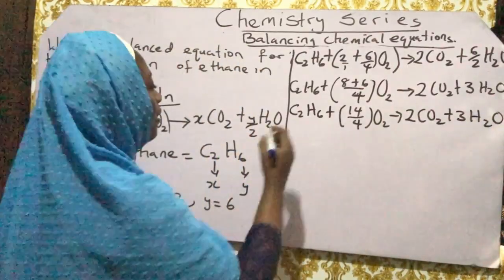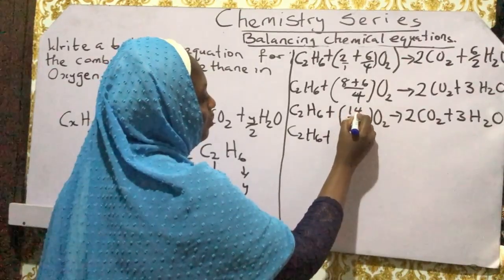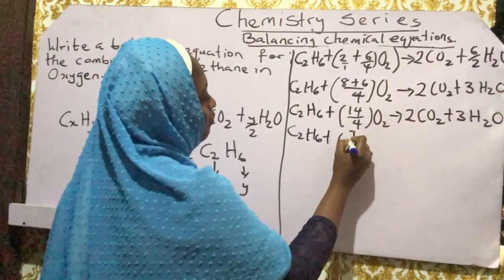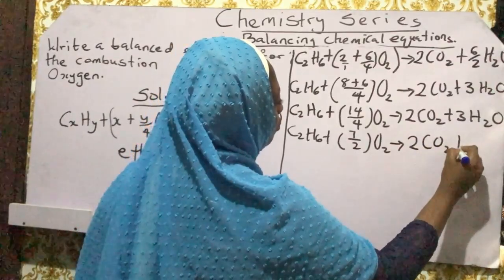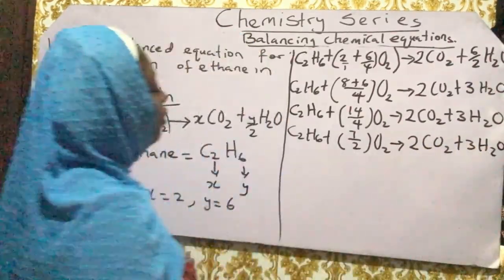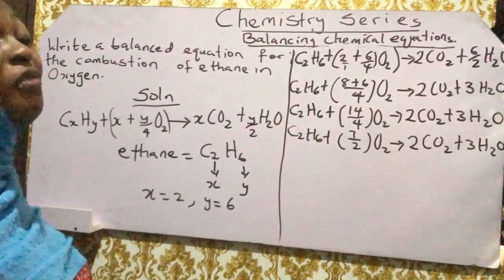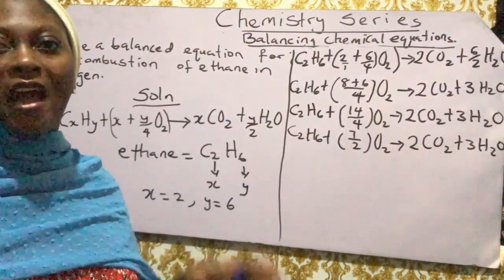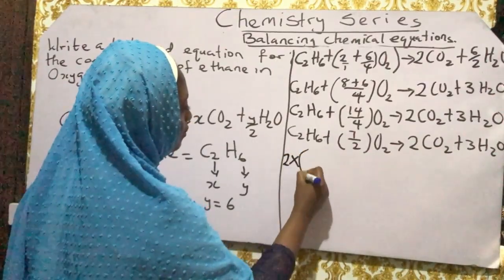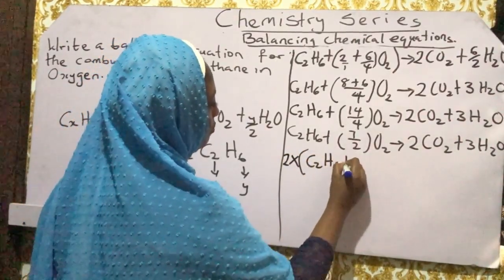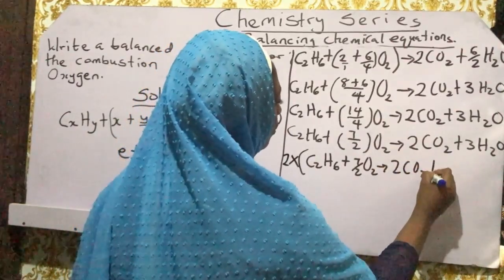Are you with me? So you have C2H6 plus, now 14, you can say 2 in 14, which gives 7, 2 in 4, which gives 2. O2 to give 2CO2 plus 3H2O. So what we try to simply do is to remove the denominator of 7 over 2 O2. And to remove that denominator, we are going to multiply the entire equation by this denominator. So that would be 2 multiplied by C2H6 plus 7 over 2 O2 to give 2CO2 plus 3H2O.